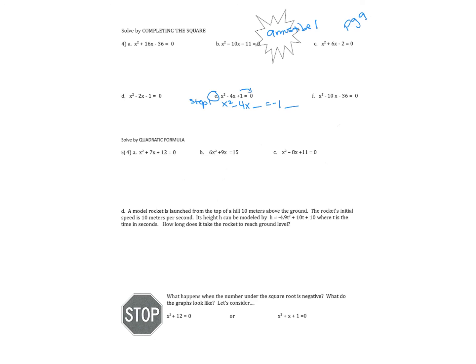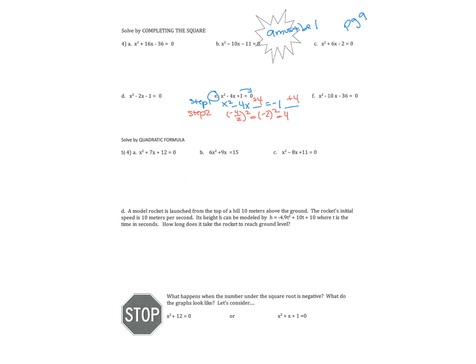So now I'm ready for step 2. Step 2 was to complete the square. So I'm going to take my b term and divide by 2 and square it. I get negative 2 squared, I get 4. So plus 4 is the number that completes my square. It makes a perfect square trinomial. And if I do that to the left, I'm going to also do it to the right.